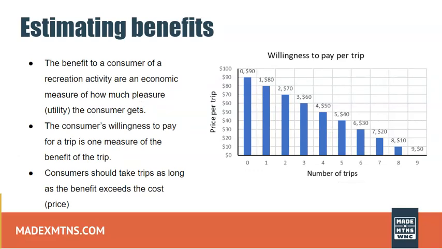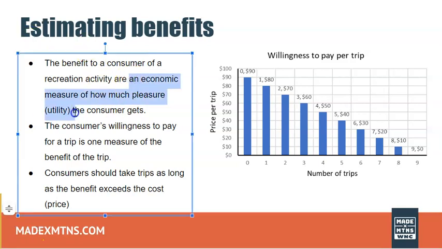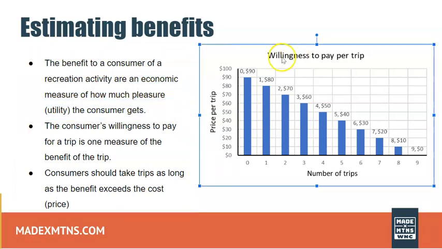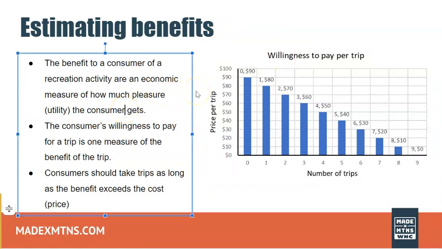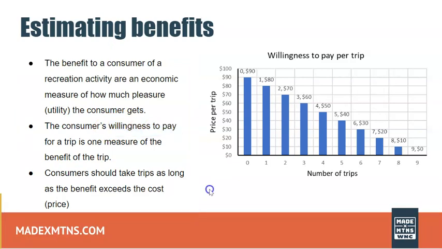Another important thing that can be done for policy analysis is to estimate the benefits with the demand curve. When we think about benefits, that's an economic measure of how much pleasure or utility, enjoyment, the consumer gets from pursuing that activity. Another way to talk about benefits, or marginal benefit, the additional benefit of each additional trip, is to think of that in terms of willingness to pay. So the consumer's willingness to pay for a trip is a measure of the benefit of the trip.